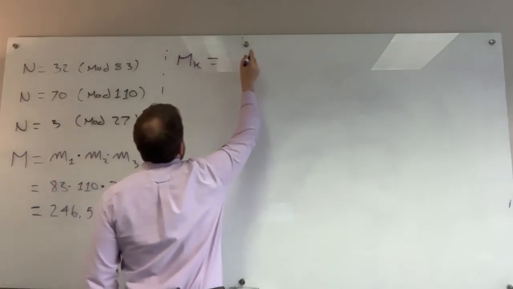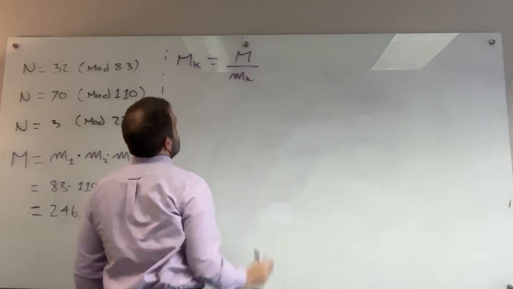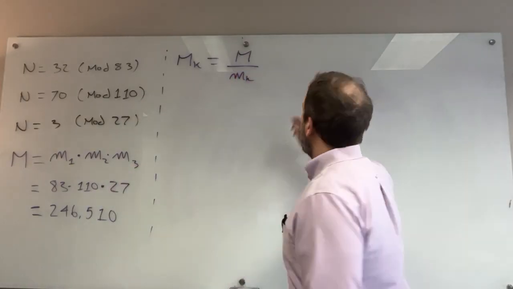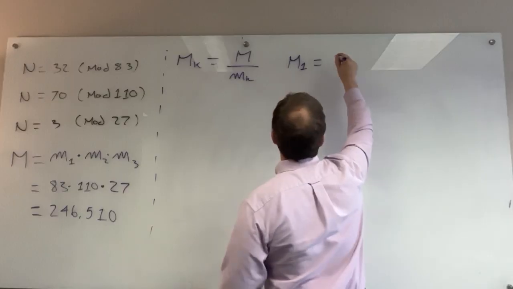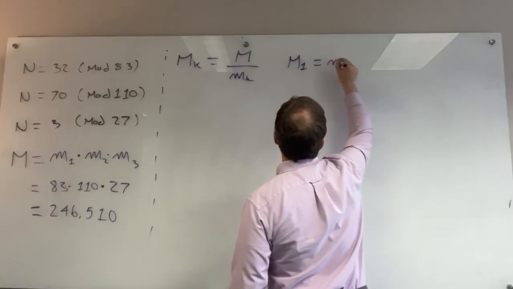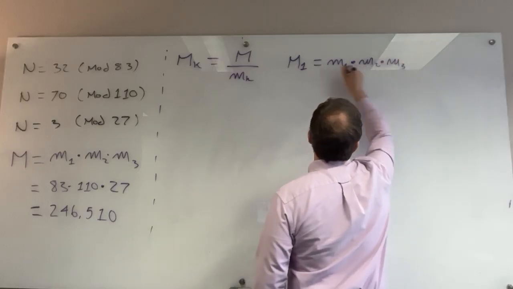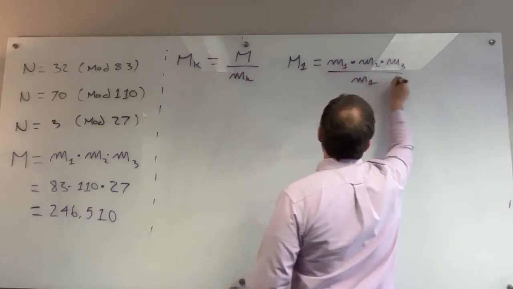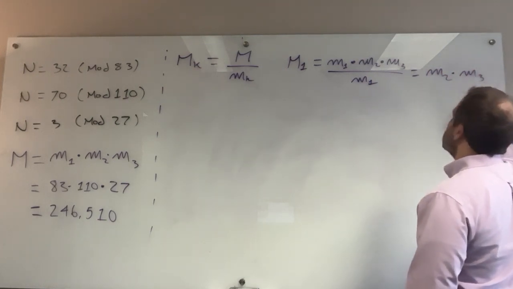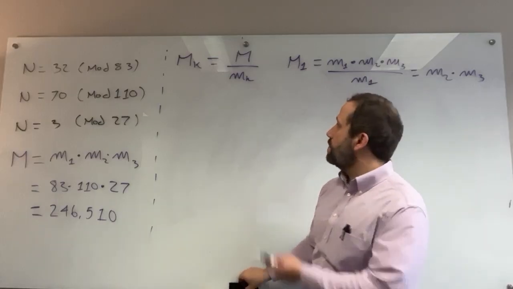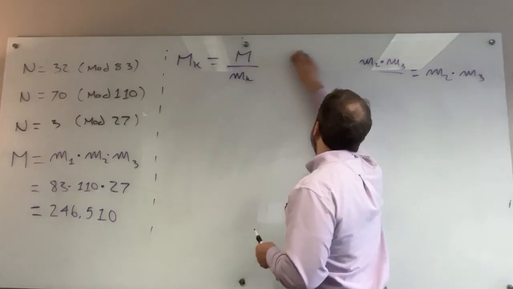M sub k is going to be equal to M divided by mk. So big M1 is going to be equal to little m1 times little m2 times little m3 over m1, which is just equal to m2 times m3. Okay, so that's what Mk is going to be. It's like m, but without little mk.